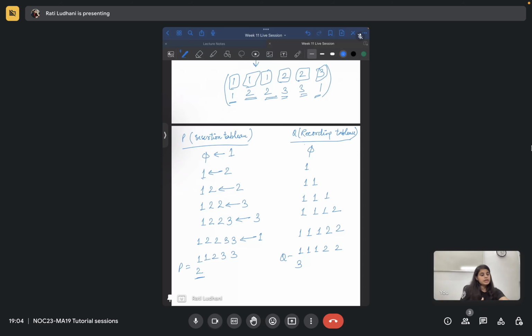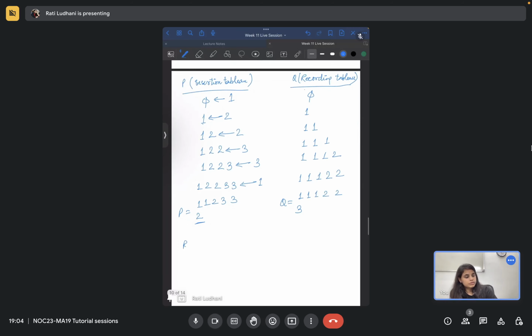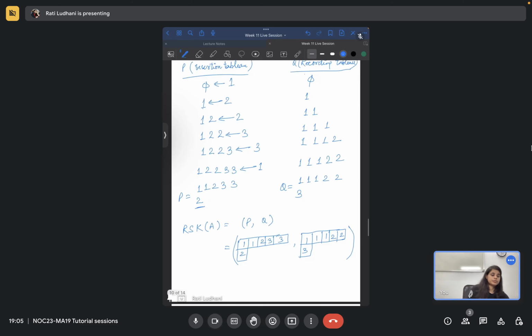Okay. Now, so what did you get? RSK of A is equal to P comma Q, which is 1 2 1 2 3 3, and 1 3 1 1 2 and 2. So this is your P comma Q.